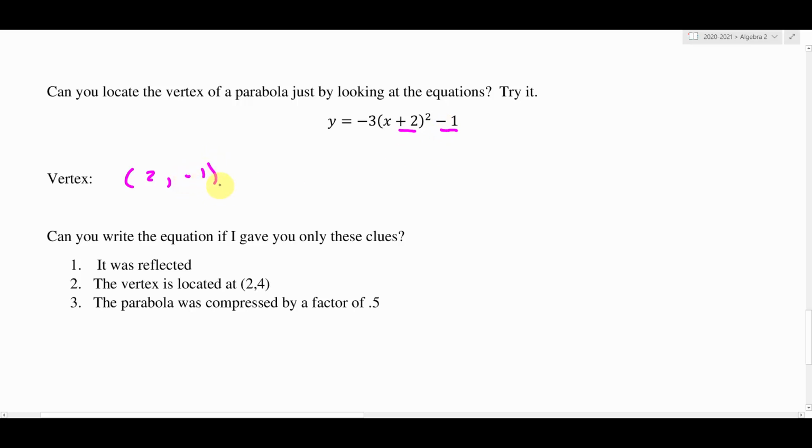And then the k value gives me the y coordinate, so I'm going to put a -1 here. Okay. Now you have to remember, for the h value, it's always the opposite of what you see inside that parenthesis. So if it's a +2, that means the parabola was shifted to the left. So this 2 should in fact be negative. So you just have to remember to check that h value. It should be the opposite of whatever you see inside the parentheses. So the vertex of this parabola will be located at -2, -1.